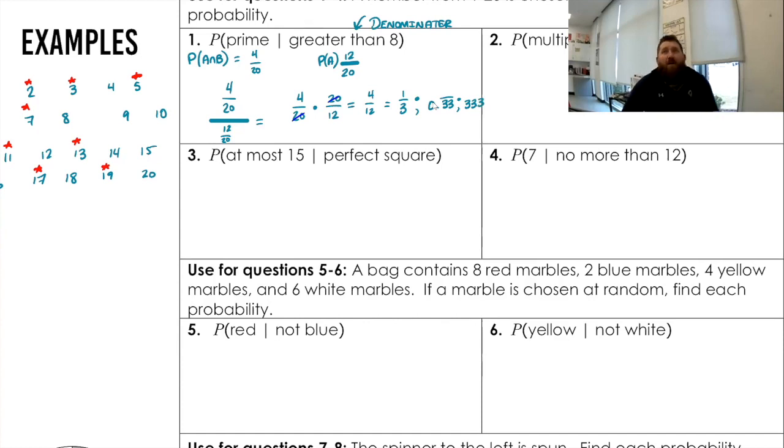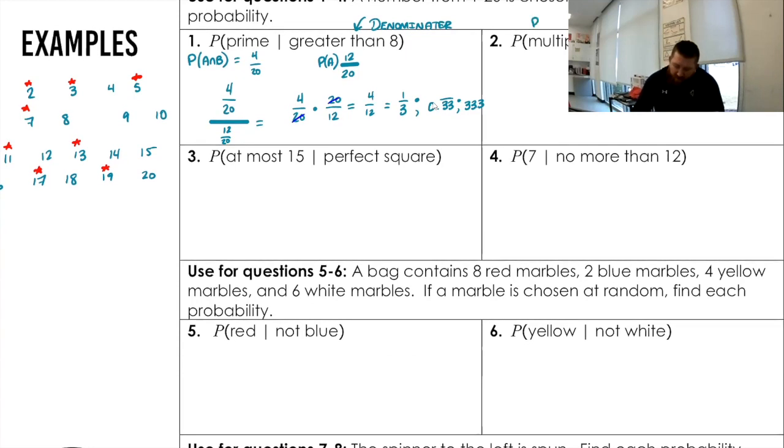Let's look at number 2. Probability of a multiple of 3: so there's B, this is the probability of B. And then the probability of A is our odd. The probability that a number in this set is odd is 10 out of 20, so the probability of A occurring is 10 out of 20. And it wants to know, of those numbers that are odd, how many are multiples of 3?